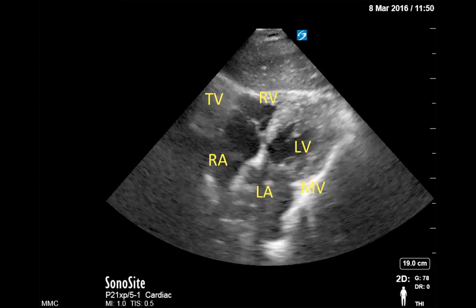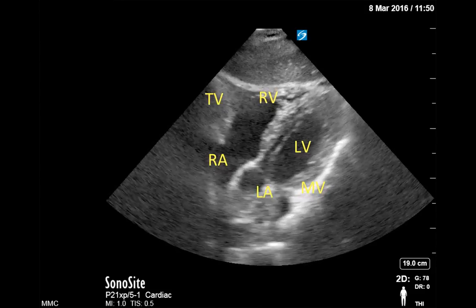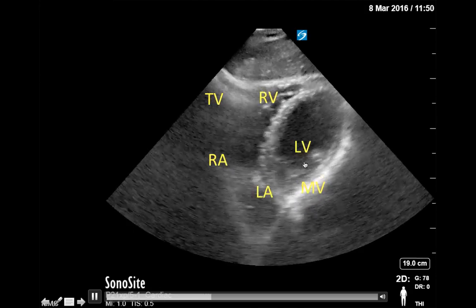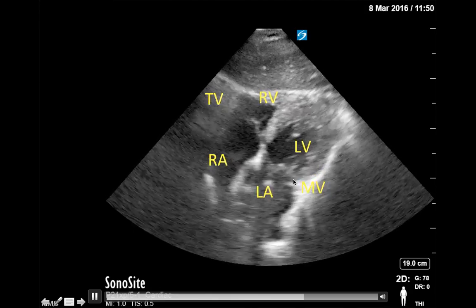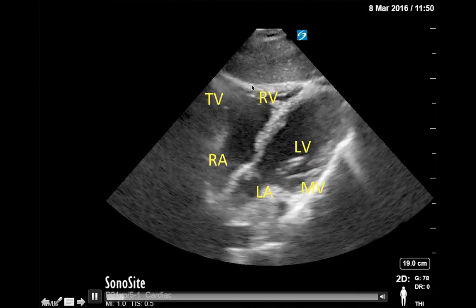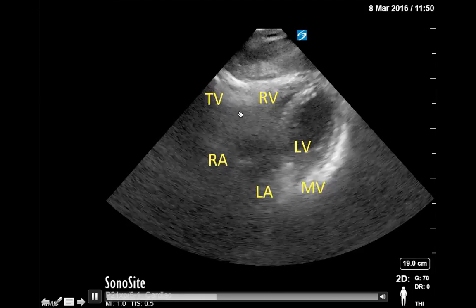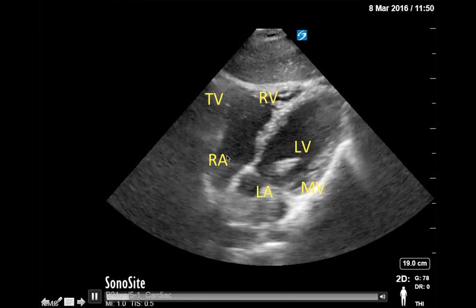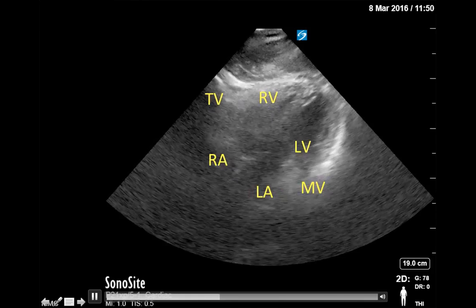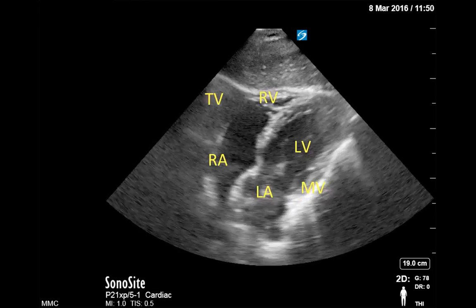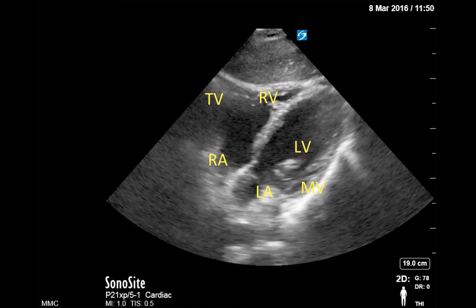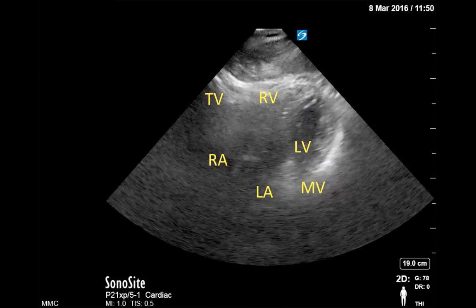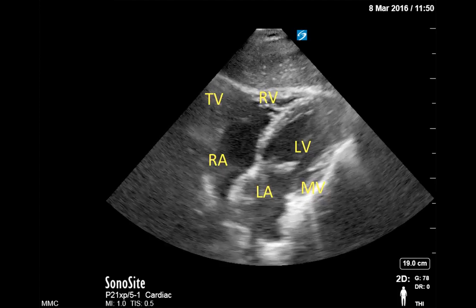You can see the anatomical landmarks here with the left ventricle, mitral valve, left atrium, right ventricle, tricuspid valve, and right atrium. This is a good view for assessing for pericardial effusions as well, especially when chest compressions are being performed on the patient and you don't want gel where your hand should go.